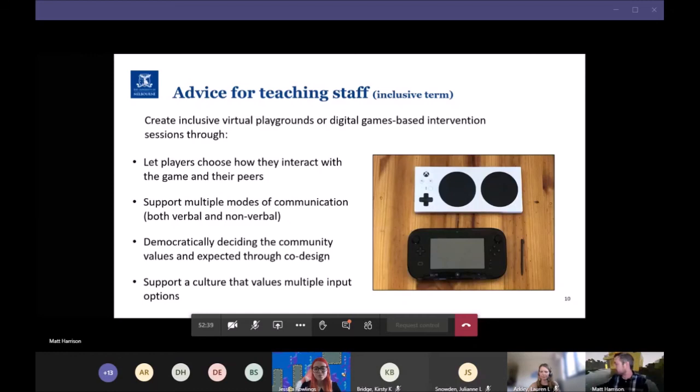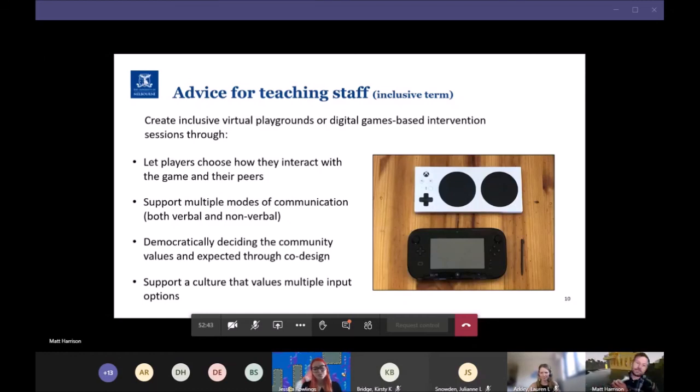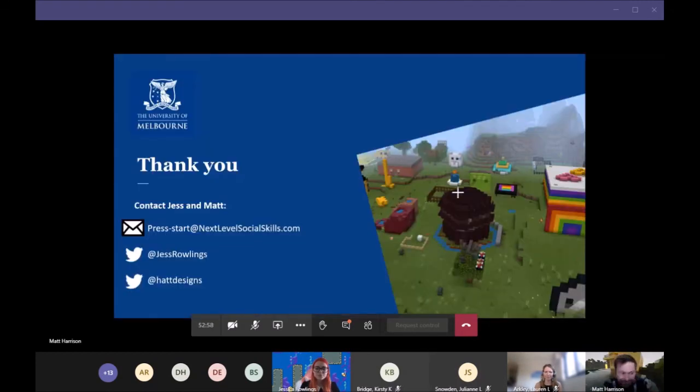And sort of the classic example we can see that's being used in a lot of schools now is this one, which is the Microsoft Adaptive Controller. You can use this with the Education Edition of Minecraft. So if you've got students who do need some support, they can use switches or modified controllers to actually play alongside their peers. Thank you very much.